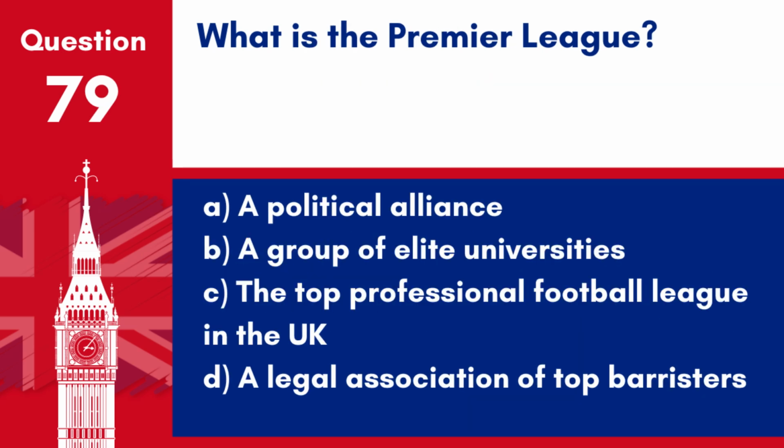Question 79. What is the Premier League? A. A political alliance. B. A group of elite universities. C. The top professional football league in the UK. D. A legal association of top barristers.